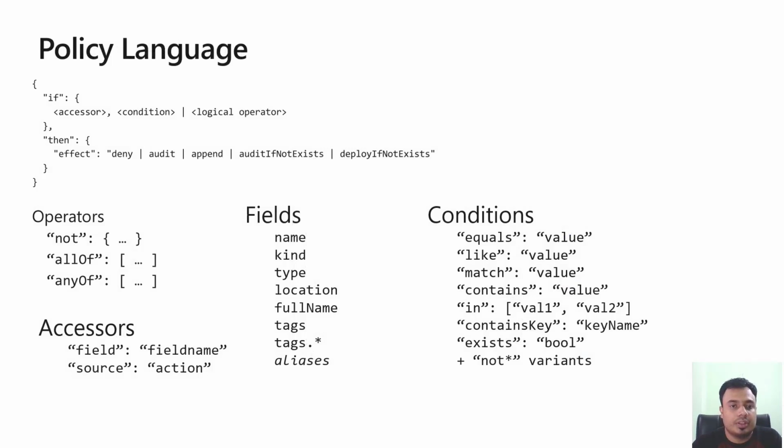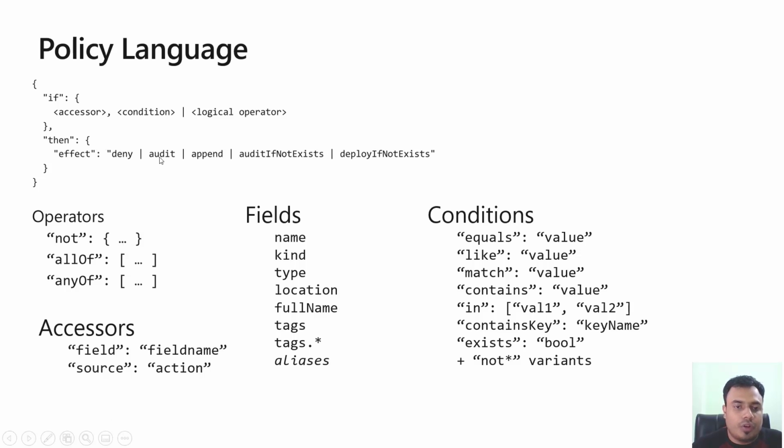Moving to the next slide, which is the policy language. Here we will see the different sections within a policy. A simple policy looks like if and then. The if holds your conditions, on which you want to apply the policy validation, and the then has the effect, what you want to do if certain conditions are matched. In the demo, the policy we assigned was to deny resource creation if it doesn't have a certain tag. That was the effect deny.